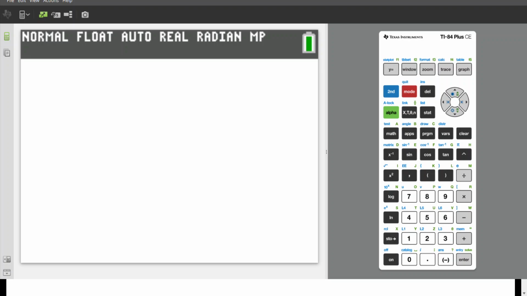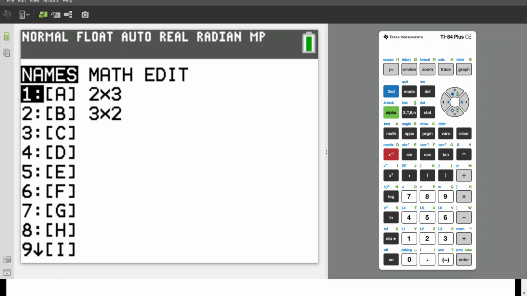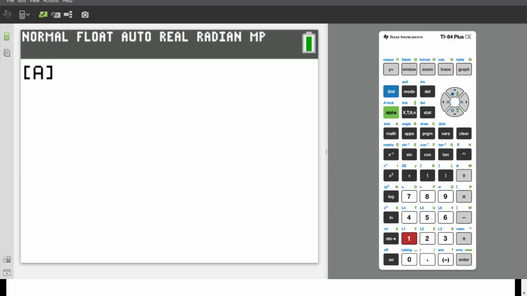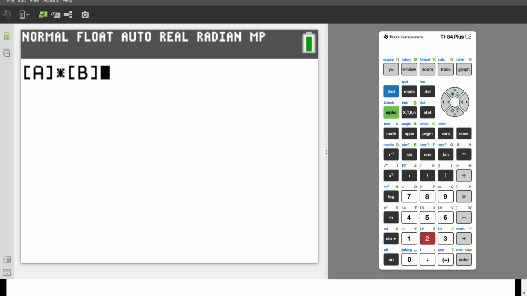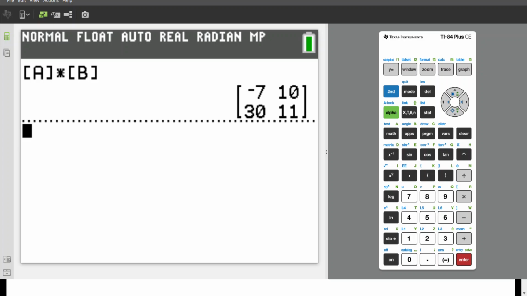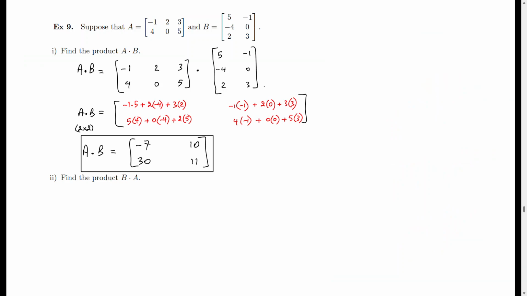And now I want to tell my calculator to multiply the two matrices A times B. So I go second matrix to enter the matrix menu. I click 1 on my keyboard for the name of A to appear. Then I multiply by the matrix B. So again, second matrix. And I click 2 on my keyboard, and that puts the B matrix next. So A times B is equal to -7, 10, 30, and 11, just like we said previously, right, when we did it over here by hand.